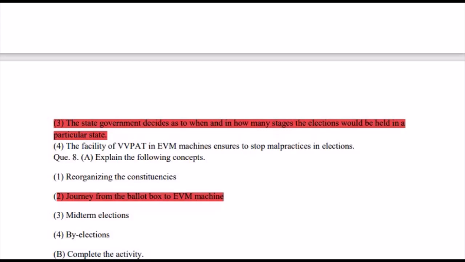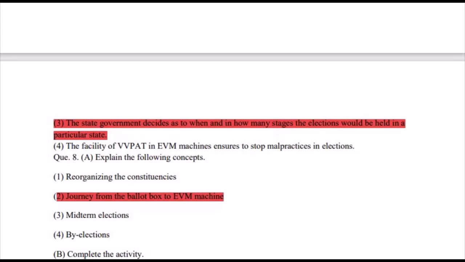Second, if the responsibility is given to the state government, it may adopt a biased approach. Third, the Constitution has formed an Election Commission, an independent body to carry out the responsibility. Hence, the Election Commission decides in which state the election should be conducted, in how many stages it should be conducted, and all this is the power of the Election Commission, not of the state government.